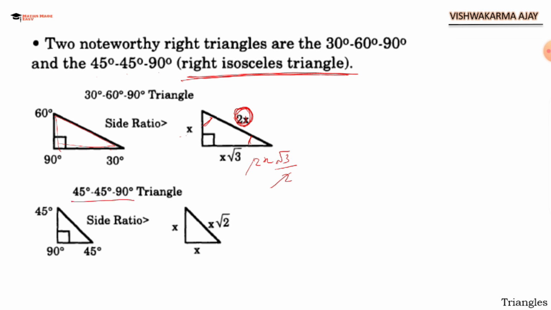Similarly for 45, 45, 90, the sides are in the ratio of, let's say the hypotenuse is root 2 times x, then the other sides are x and x.